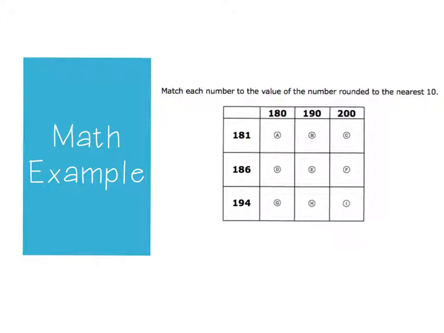In this question, what they would have to do is round each of the numbers on the left, 181, 186, and 194 to the nearest 10. And then in each line, they would select one answer. So for example, for 181, if it was rounded to the nearest 10, it would be rounded to 180. So next to 181, they would bubble in the letter A. Well, next to 186, they would bubble in the letter E because that would be rounded to 190, and so on.